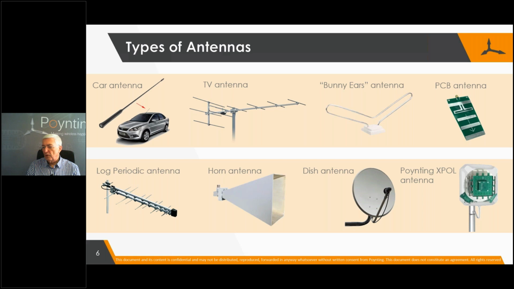If you quickly look from the top, the car antenna is omnidirectional. We'll talk a lot about omnidirectional. The TV antenna is directional. The bunny ears is to a certain extent omnidirectional. The log periodic is directional. The horn antenna is directional, and the dish antenna is directional. But we'll cover a lot of that.